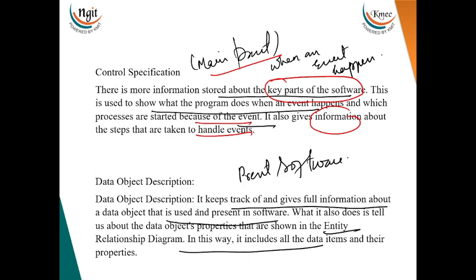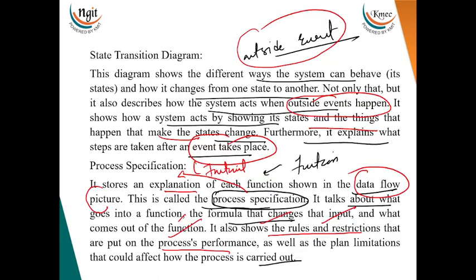Data object description. It keeps track of all the data, and it gives full information about the data objects used in the present software. It also tells you about the data object properties, which are also shown in the entity relationship diagram. Correct? I hope you have got the point.